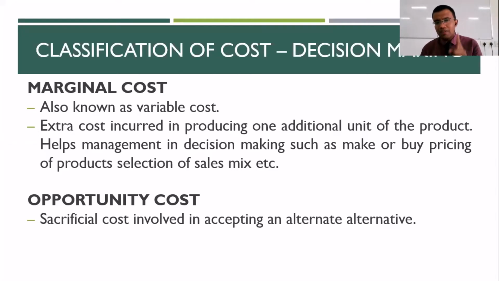Now, in his case, the opportunity cost was 1 lakh because he decided to go with an alternate. He decided to choose another alternate. So the sacrificial cost that student had incurred for choosing the company in Bangalore over the company in Chennai is what was his opportunity cost. So the sacrificial cost involved in accepting an alternative is called opportunity cost. Okay?